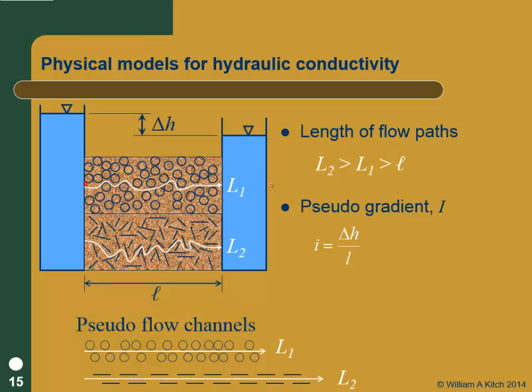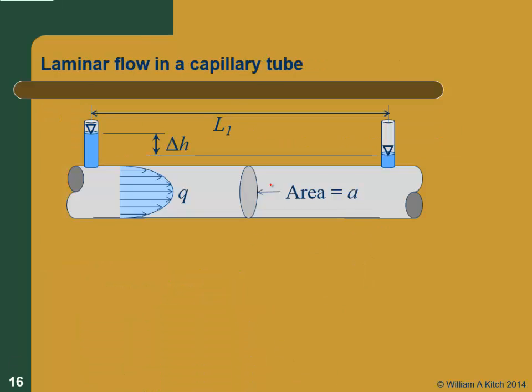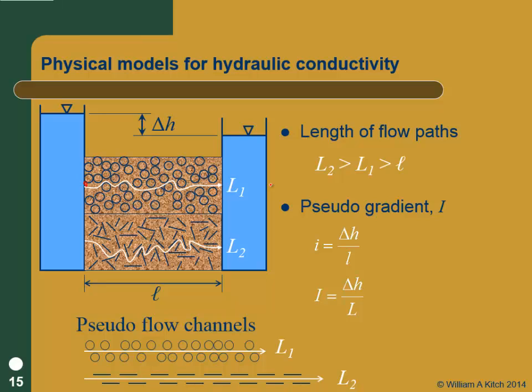So I want to define a pseudo gradient. We know that the hydraulic gradient defined by Darcy is the change in head over the apparent flow length, L. So I'm going to define a pseudo gradient, which I'm going to call capital I, which is the change in head over the actual flow length that the particle travels through. Then the next question is, how am I going to model these channels? Because this thing's wrapping around through all kinds of soil particles. I've got to find a way to model the channels.